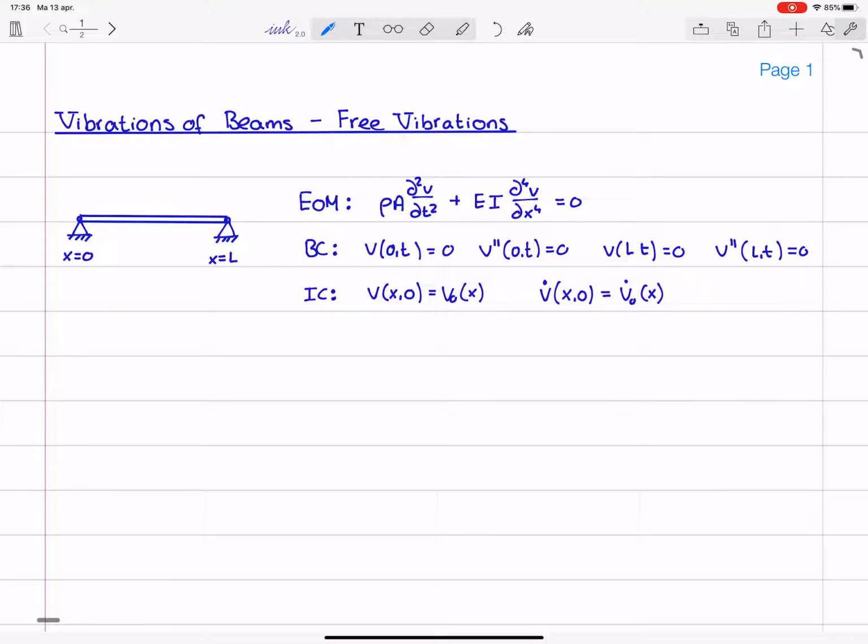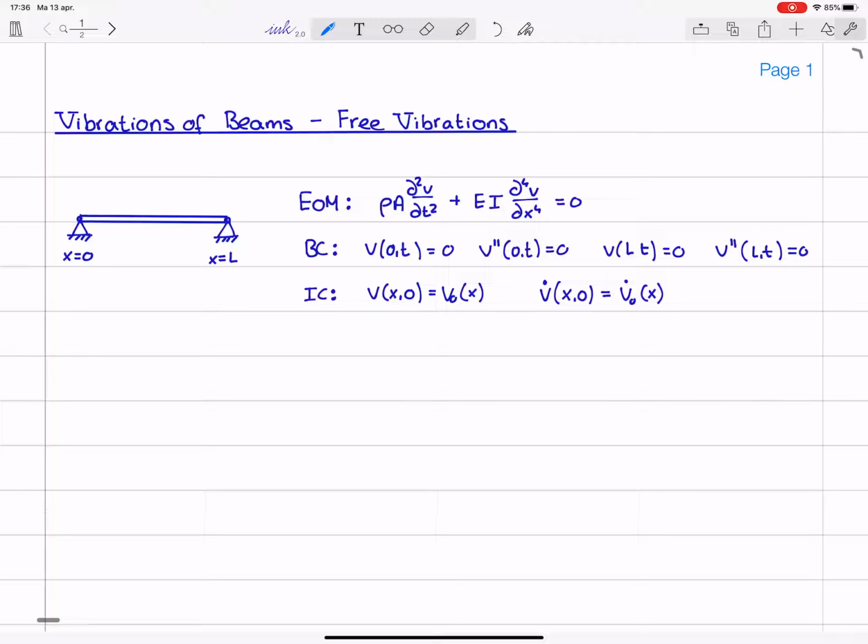We need the boundary conditions of the specific problem that we are looking at, as well as the initial conditions. That means the initial shape of the beam as well as the initial velocity profile. Take note here that this problem has 4 boundary conditions because the spatial derivative is of the 4th order, and we need 2 initial conditions since the time derivative is of the 2nd order.